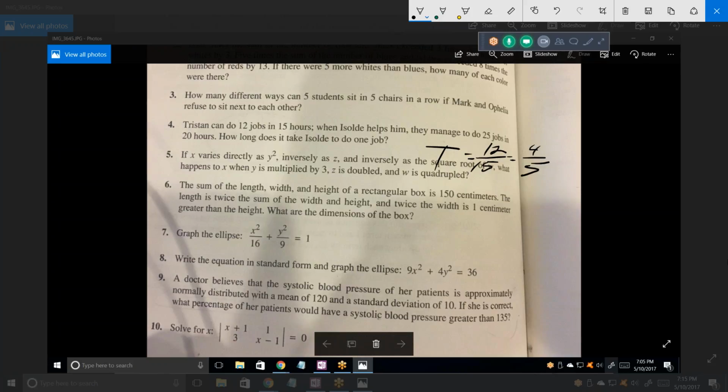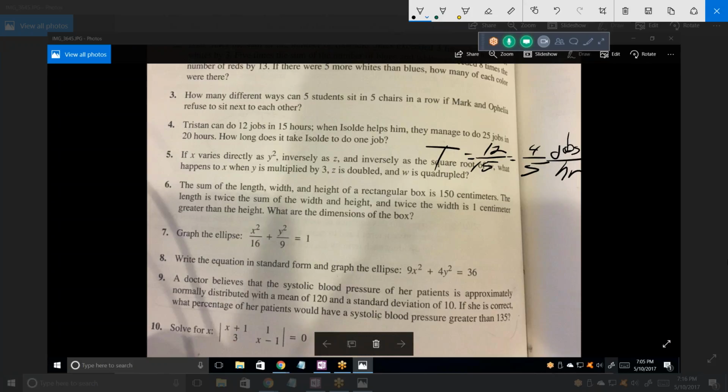3 goes into the top 4 times, 3 goes into the bottom 5 times. Wait, would that be a rate instead of the time? Well, that is the number of jobs she can do per hour. 4/5 of a job. That's all you need to know for the moment, is what Tristan can do all by herself in terms of a per hour.